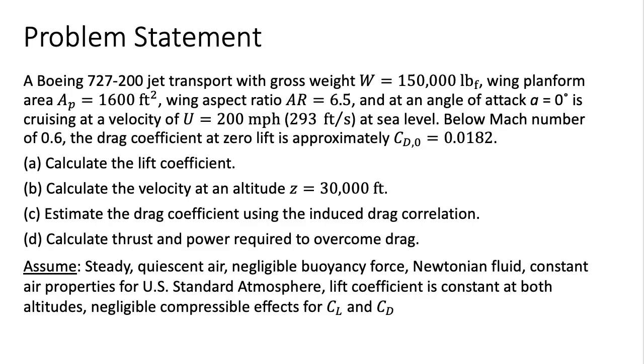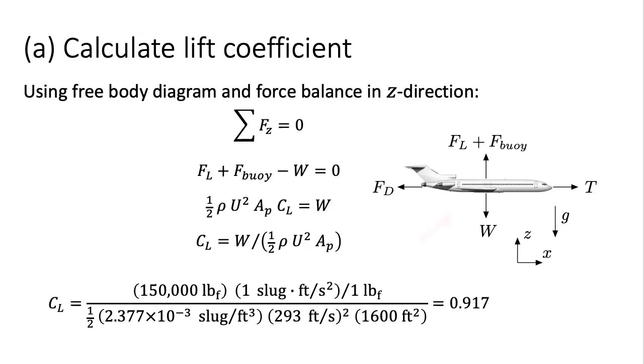For this problem, we will assume steady flight through quiescent air with negligible buoyancy forces. Also, we assume a Newtonian fluid with constant air properties at each altitude, based on the U.S. standard atmosphere. Finally, we assume that the lift coefficient is constant at both altitudes, and that there are negligible compressible effects for both coefficients. For part A, begin by drawing a free body diagram for the plane in steady flight.